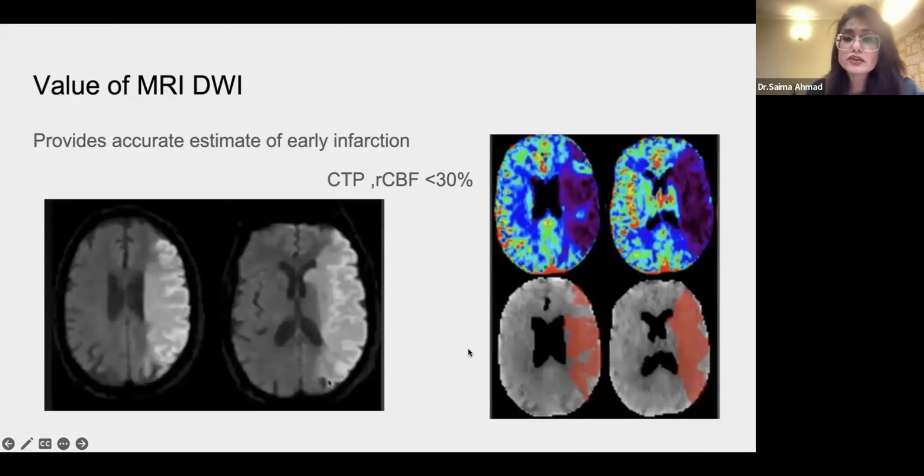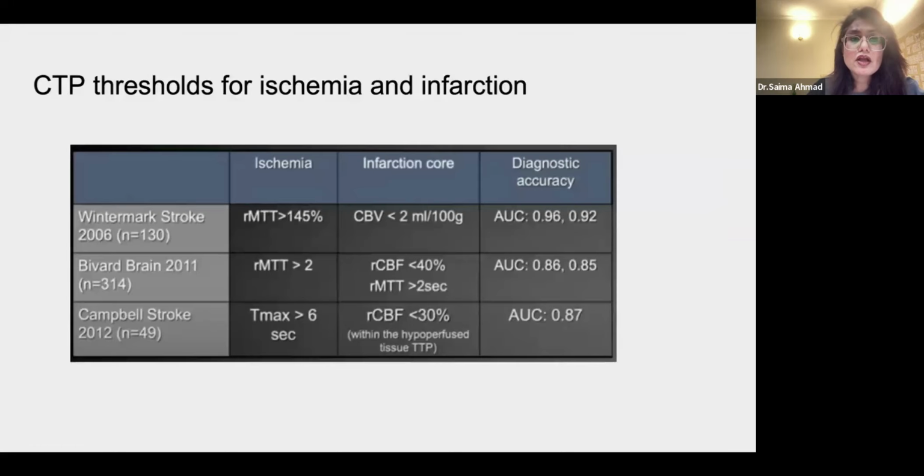So this is the advantage of the CT perfusion, and this is something which the CTP gives us, and we can plan for the EVT of the procedure, EVT of the patient in the case. So there are the different CT perfusion thresholds which are used for the ischemia and the infarction. We are not going to go into the detail. At present, we are using these values.